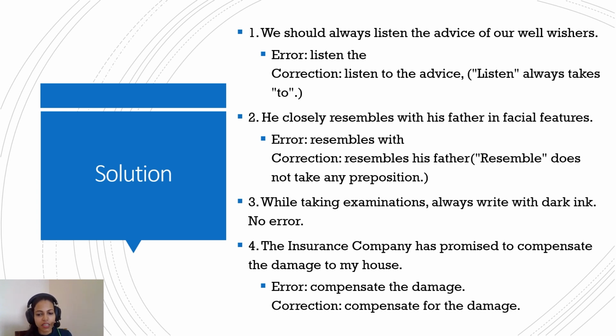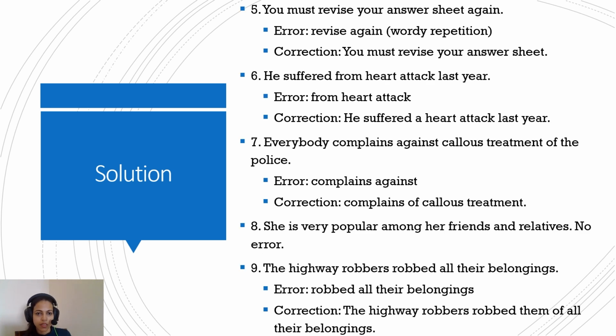The insurance company has promised to compensate the damage to my house. So the error is in the phrase "compensate the damage". The right way to go is "compensate for the damage". So "for" is establishing the connection here, so we need the preposition "for" in between. The right way to go would be: the insurance company has promised to compensate for the damage to my house. What will the compensation be done for? For the damage.